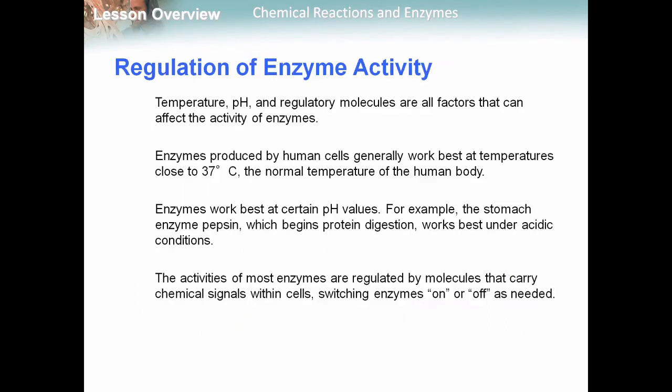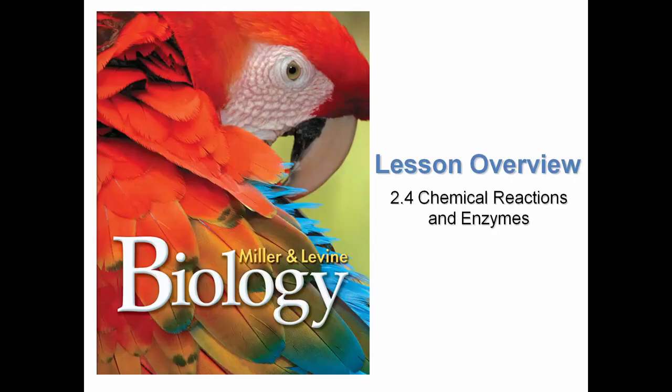Regulation of enzyme activity. Temperature, pH, and regulatory molecules are all factors that can affect the activity of enzymes. Enzymes produced by human cells generally work best at temperatures close to 37 Celsius, the normal temperature of the human body. Enzymes work best at certain pH values. For example, the stomach enzyme pepsin, which begins protein digestion, works best under acidic conditions. The activity of most enzymes is regulated by molecules that carry chemical signals within cells, switching enzymes on or off as needed.